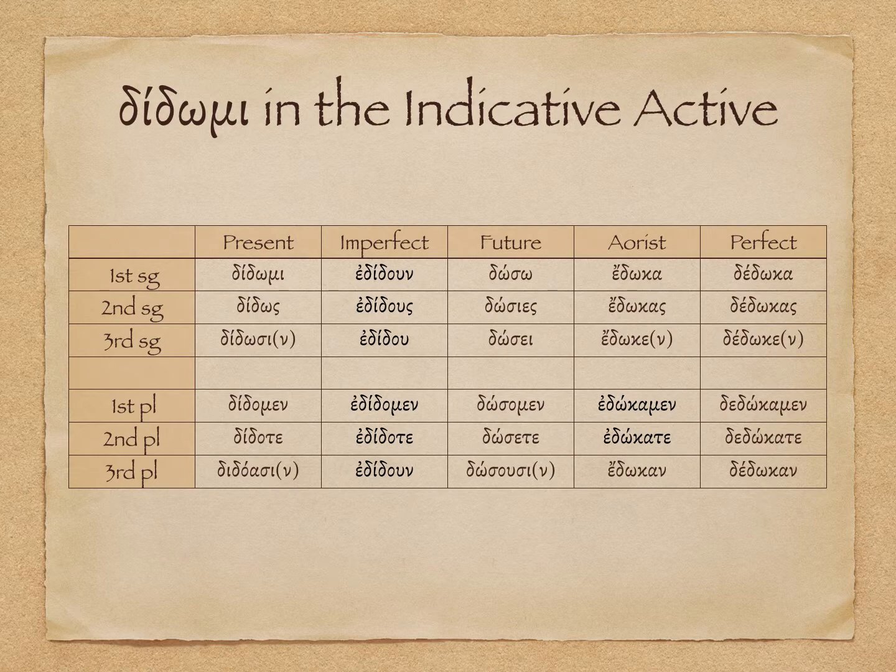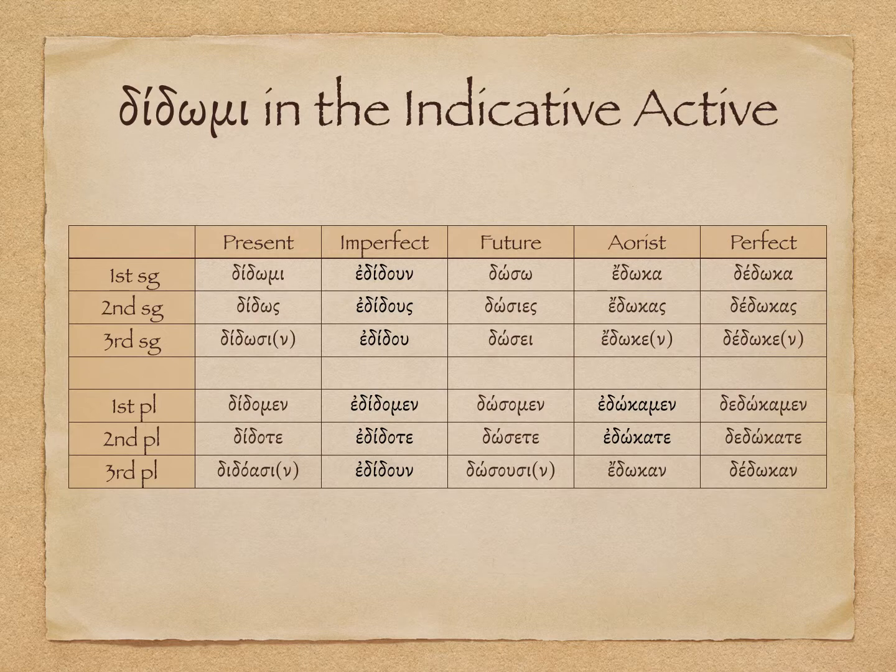Here is the indicative active of didōmi, and here's the full paradigm. If you want to take a screenshot of this or set this to memory, if you have this down, the irregularities go away, and you don't have to be able to restate all of these words or the full paradigm. You just need to be able to recognize when you're reading what you're reading. And you can see it here very easily.